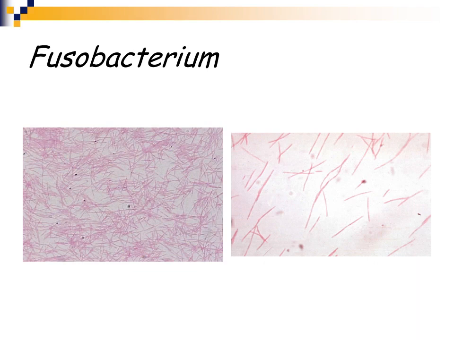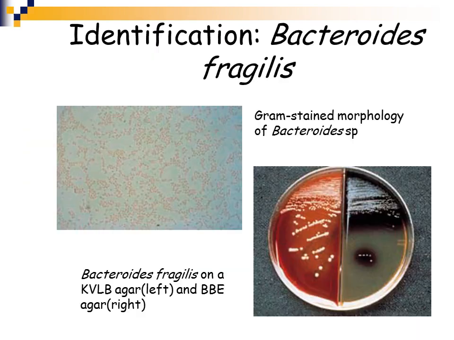Here's a gram stain of Fusobacterium: nice gram negative, tapered ends, nice fusiform shaped organism. Here's Bacteroides fragilis, the most common anaerobe isolated in the clinical laboratory. Now, it is not the most common bacteria isolated in the clinical laboratory. It's the most common anaerobe. So the top left is the gram stain of it, kind of a short gram negative rod.